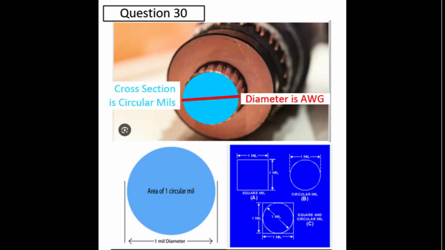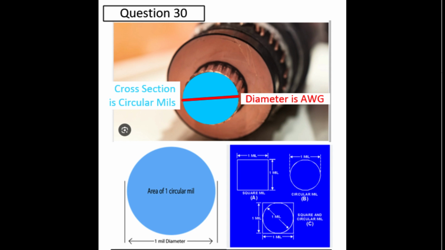Question 30. True statement. Doubling the circular mills on a wire resistor would decrease the resistance and increase the current. True. More flow, like a bigger pipe. Less resistance.